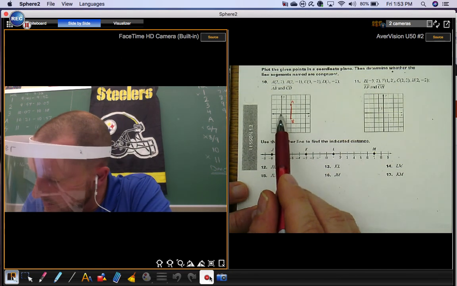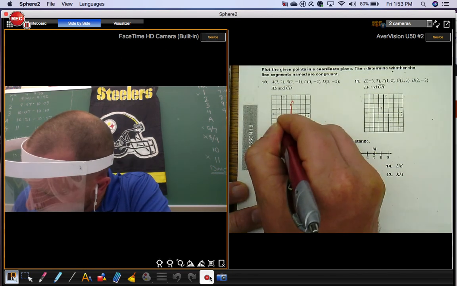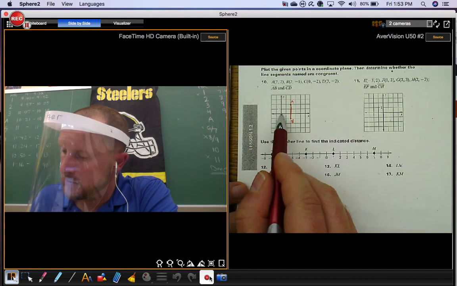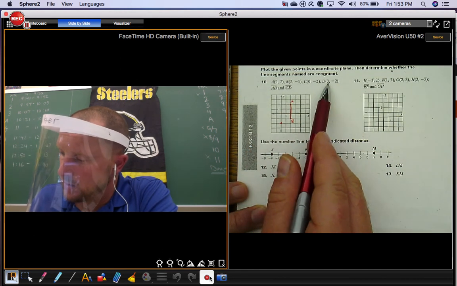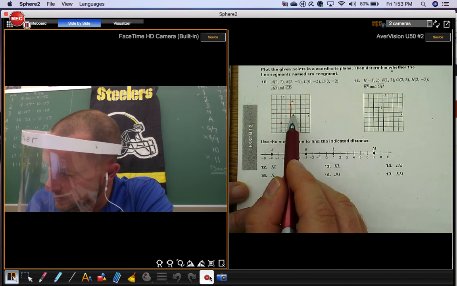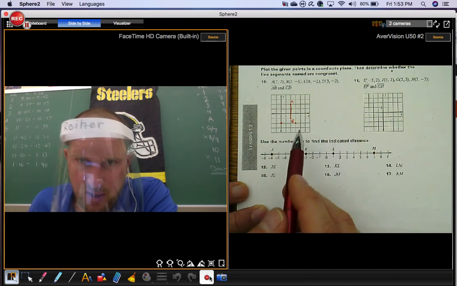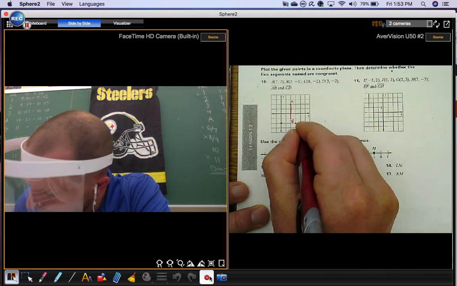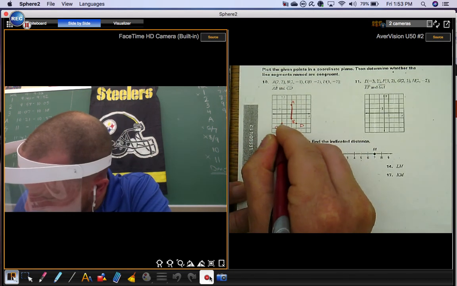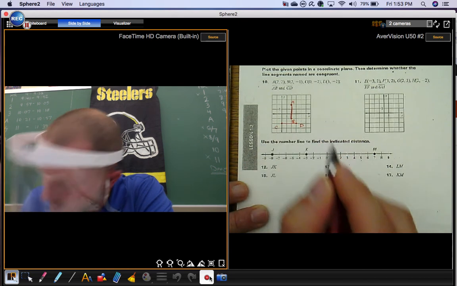Point C lives at 0, negative 2. And then point D lives at positive 3, negative 2. So that B that I put there is kind of in the way. But that's point D and that's point C. And that's our segment length there.